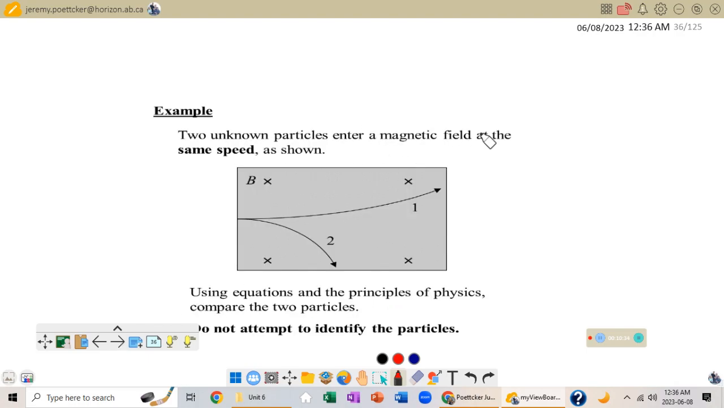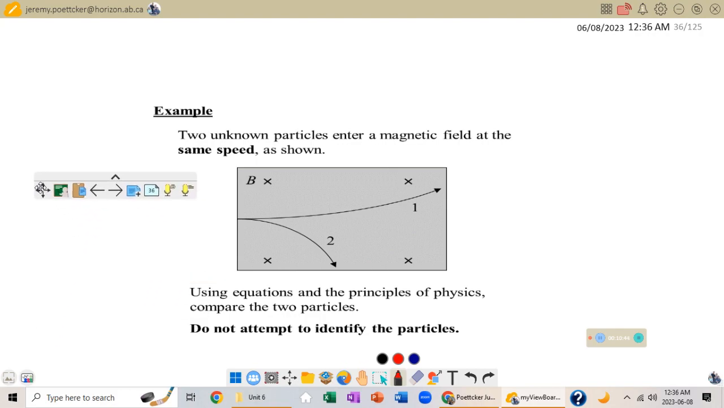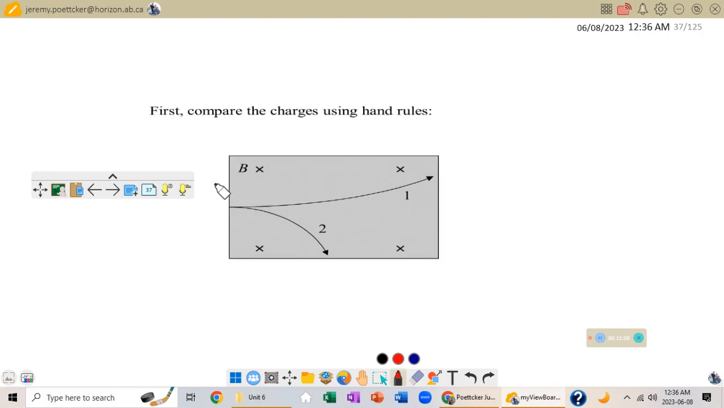Alright, so two unknown particles enter a magnetic field at the same speed as shown. Here we've got our magnetic field going into the page instead of coming out. Using equations and the principles of physics, compare the two particles. Do not attempt to identify them. So you're going to want to say, oh, 1 is probably an alpha particle and 2 is a beta particle. Okay, we're going to ignore that. We're just going to say, what can we know about them based only on what we see here? Right? So let's take a look. What can we learn about them?